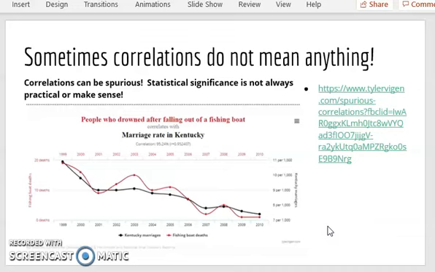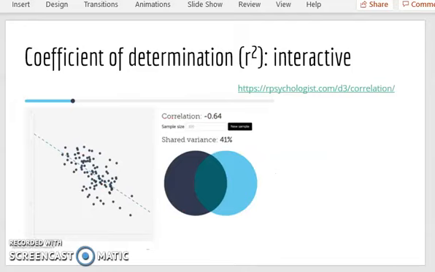So I just pulled one example: people who drowned after falling out of a fishing boat, and marriage rates in Kentucky. Again, some humorous findings there with his work. So again, something else to be cautious of.